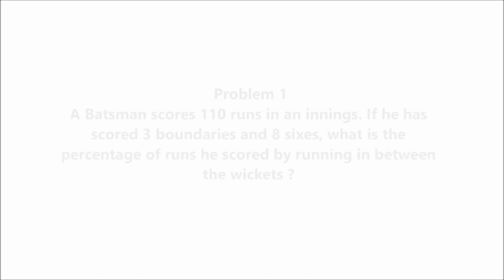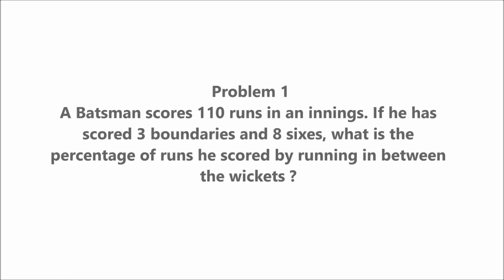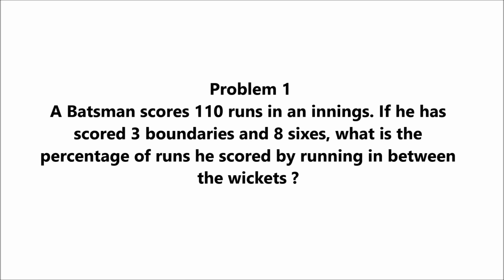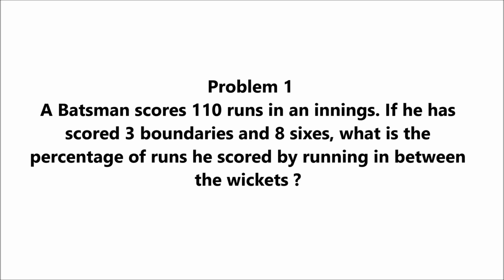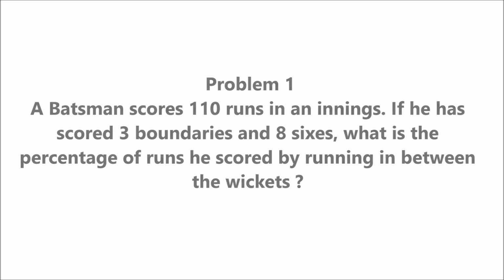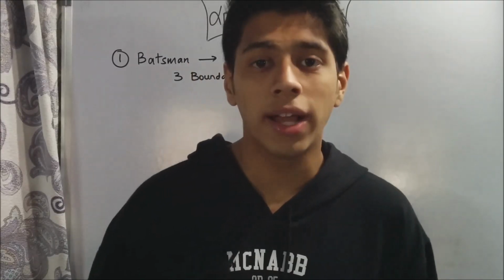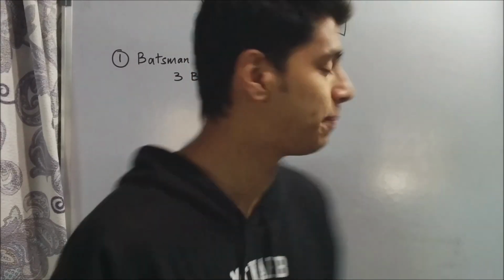Let's start. Problem 1. A batsman scores 110 runs in an innings. If he has scored 3 boundaries and 8 sixes, what is the percentage of runs he has scored by running in between the wickets? Alright, so problem 1 is a simple problem from percentages. Let's see how to solve it.